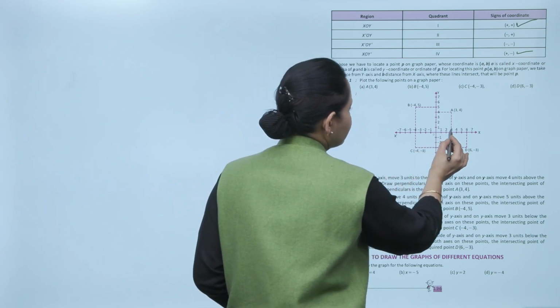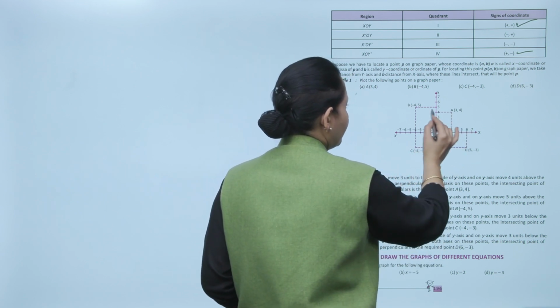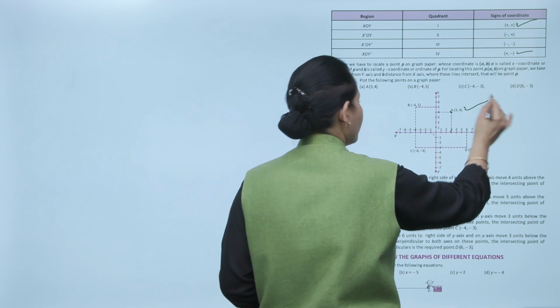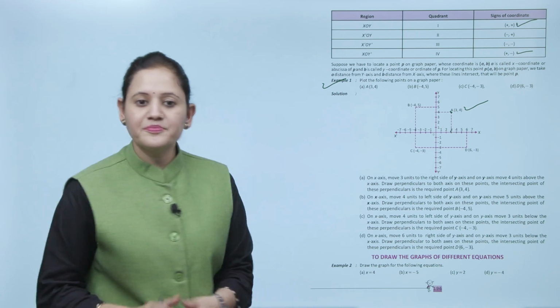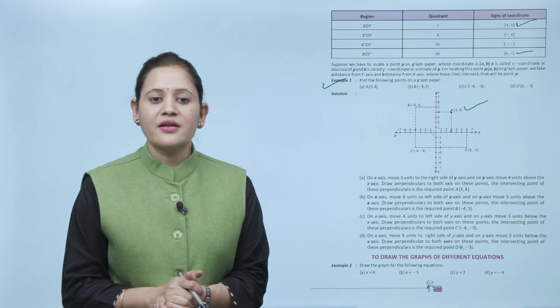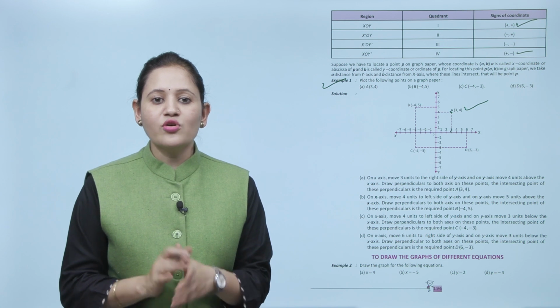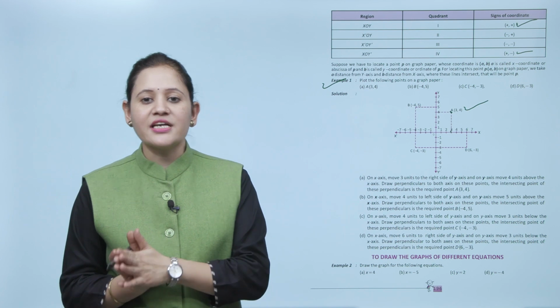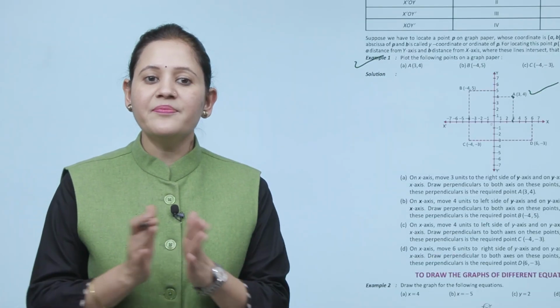So both are positive. That means they are in the first quadrant. So 3 on the x-axis is here and 4 is here. So this is the point A which we want to locate. Clear? So this way we can locate any point on graph paper. On the x-axis, move 3 units to the right side of the y-axis, and on the y-axis move 4 units above the x-axis.